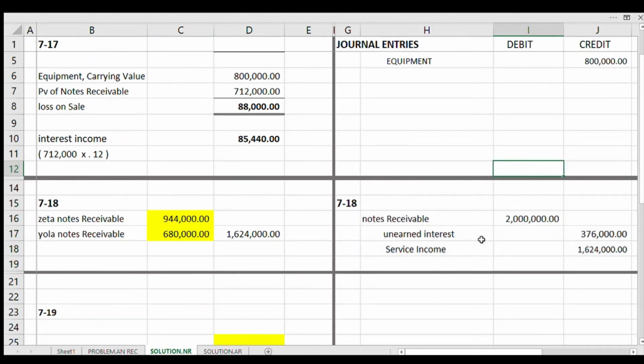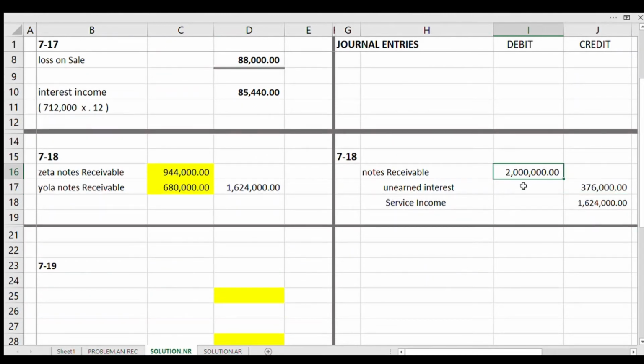Okay, so the entry will just show you how we will record it in the journal. So debit notes receivable 2 million, because the face amount of each note receivable is 1 million, so 2 million, and we will credit the total amount of the present value of these two notes receivable, which is 1,624,000, and the difference again is going to be an unearned interest that will be amortized over the period involved in this note receivable, up to the settlement at the maturity of these notes receivable. Okay, so that will be the journal entry.